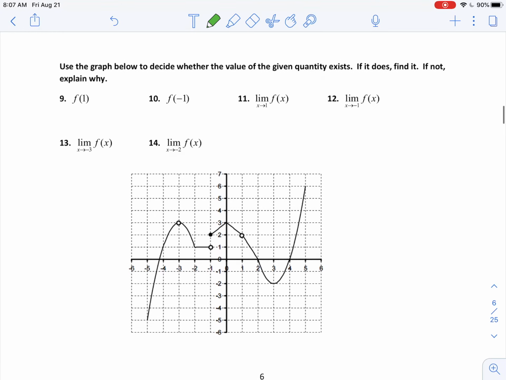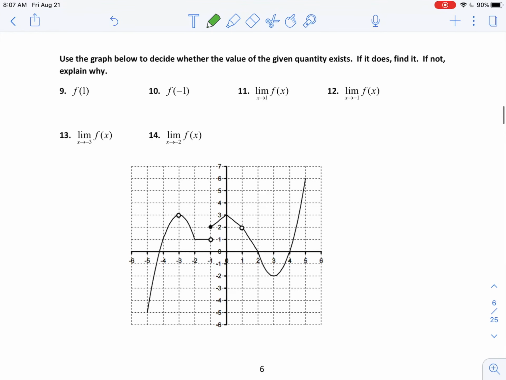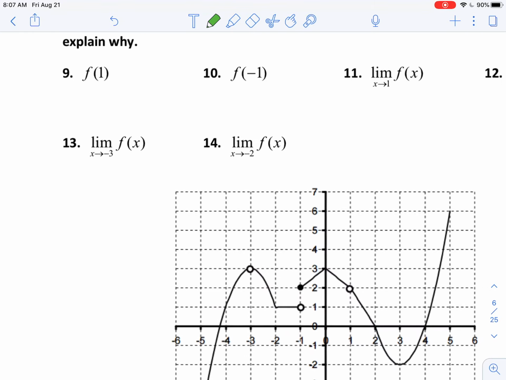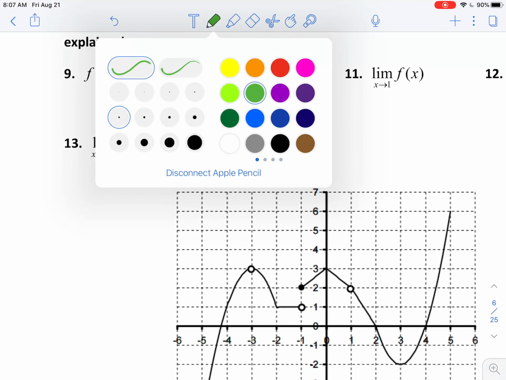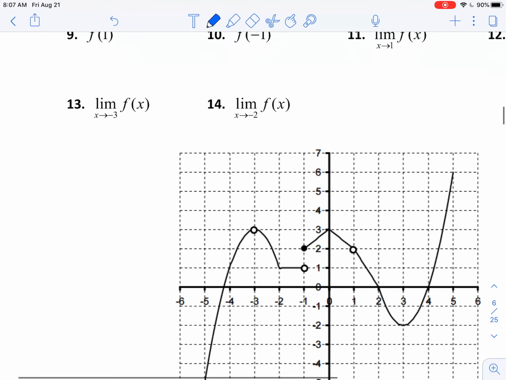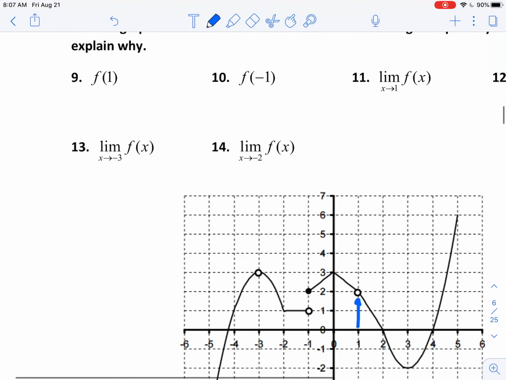Okay, use the graph below to decide whether the value of the given quantity exists. If it does, find it. If not, explain why. So, number 9. Number 9 is just f of 1. So it's not the limit, it's just f of 1. F of 1 is an empty or hollow dot, so f of 1 does not exist.